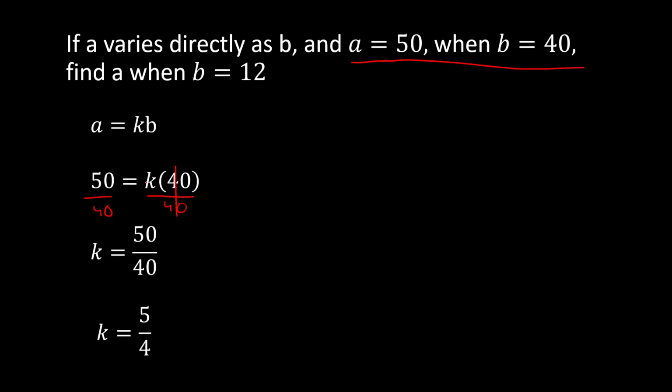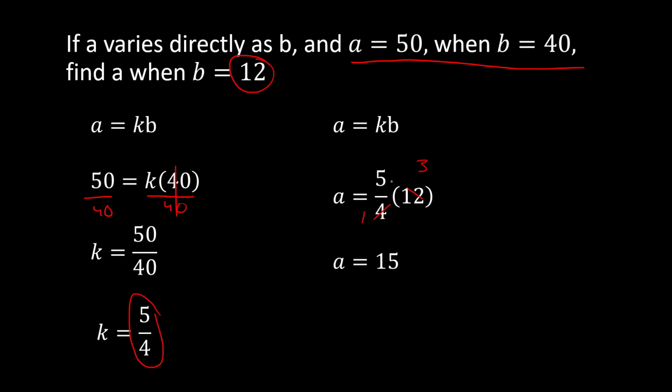Now I found k. I can use the same equation again. Plug a k in, and then plug a 12 in for b. So I have 5/4 times 12. I can multiply. I get 15. So a would be 15.